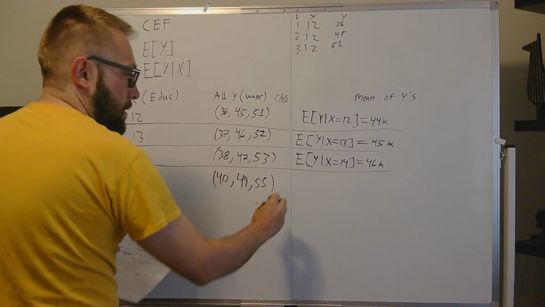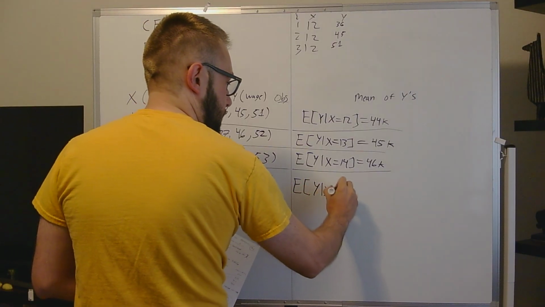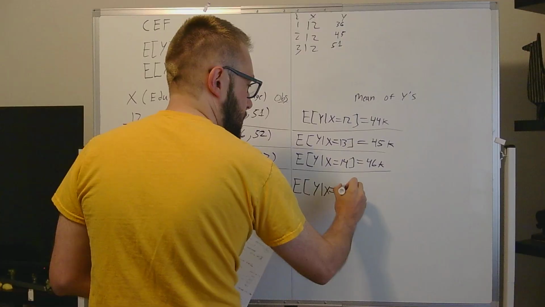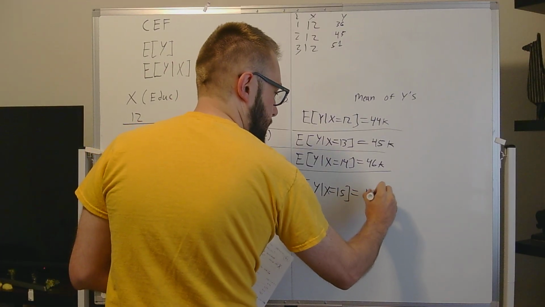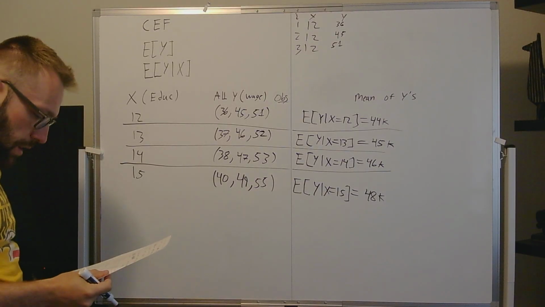55. Expectation of y, given that x equals 15 years of education, equals $48,000 a year, based on those pieces of information. So why are we doing all of this?